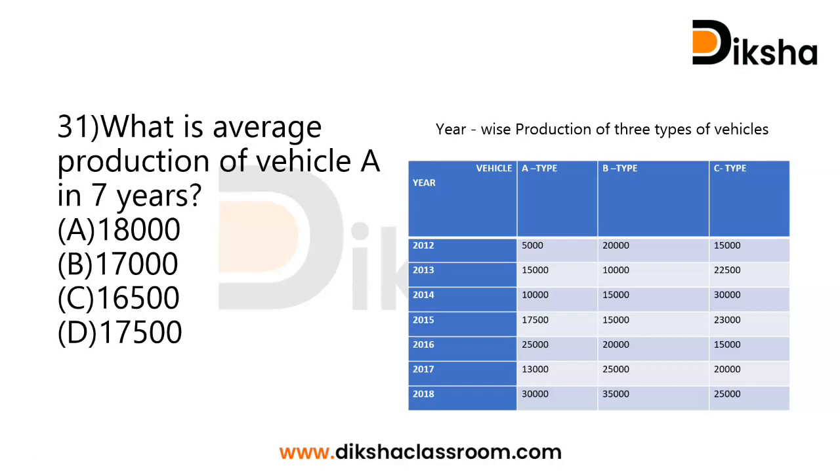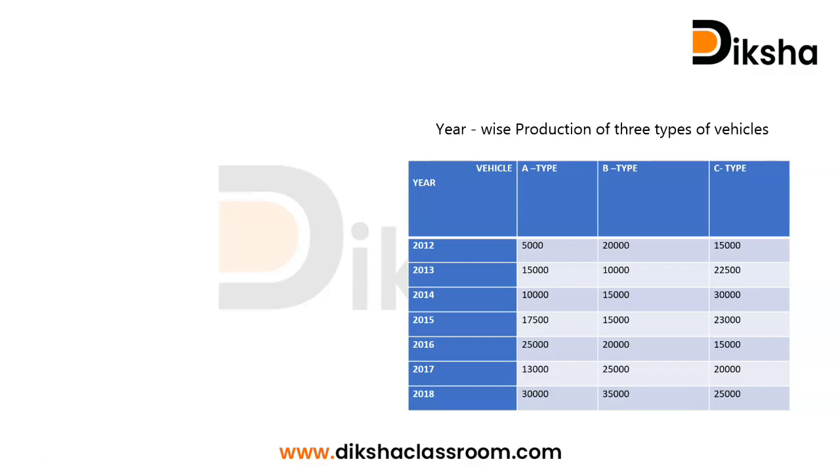Okay, so that's the first question. What is the average production of vehicle A in 7 years? Okay, it's a direct question. I will try to do it. We want to find the average production of vehicle A in 7 years. So we want to add all these values.